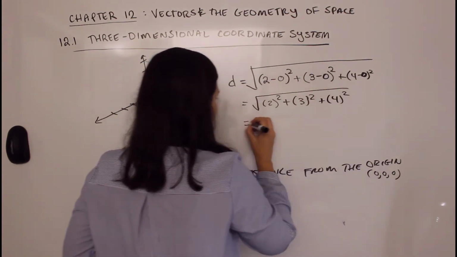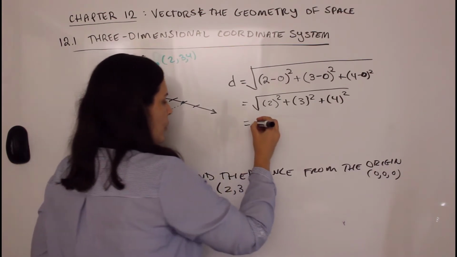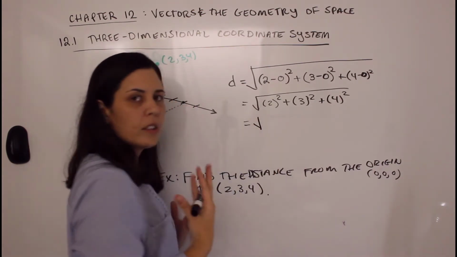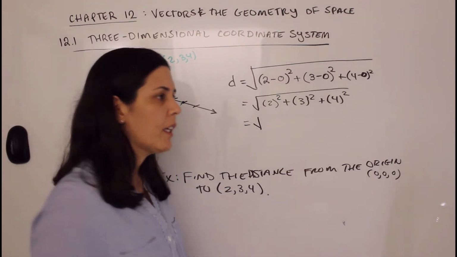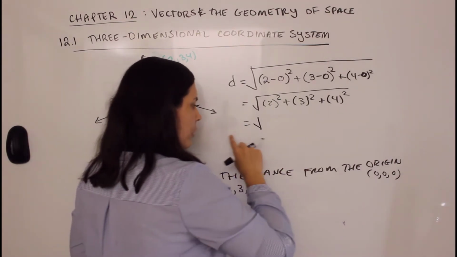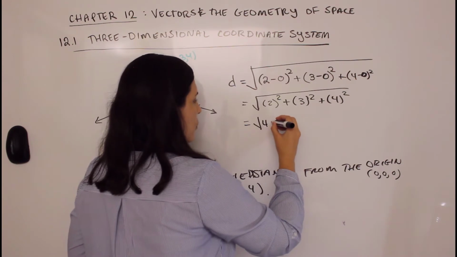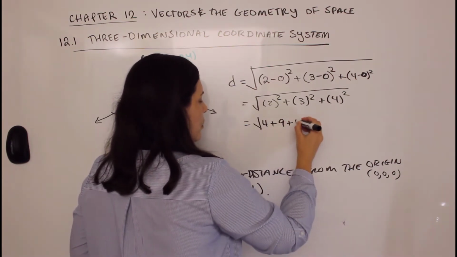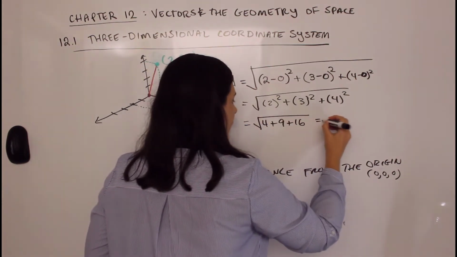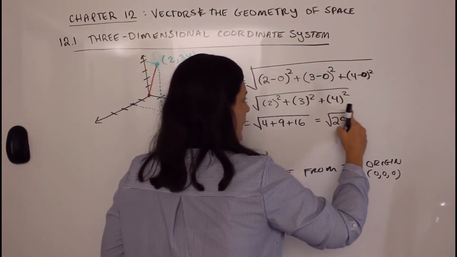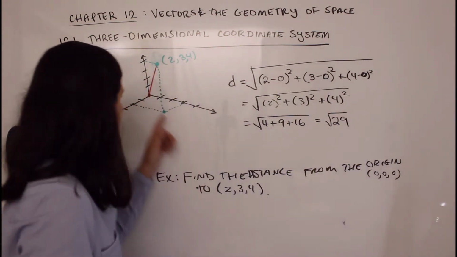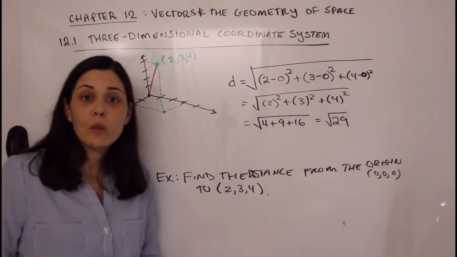And you want to give an exact value. So don't estimate this with a calculator. Just find an exact value. You can get an estimate as an additional answer, like an approximation, but also know that your exact answer is the one that's more accurate. So this is going to be 4 plus 9 plus 16, for a final answer of square root 29. So the distance between the origin and that point is square root 29.